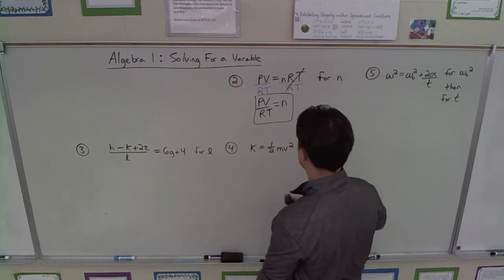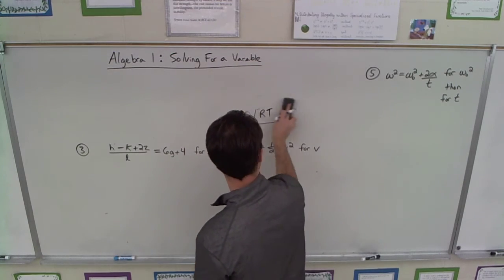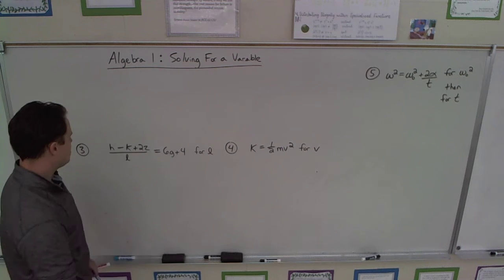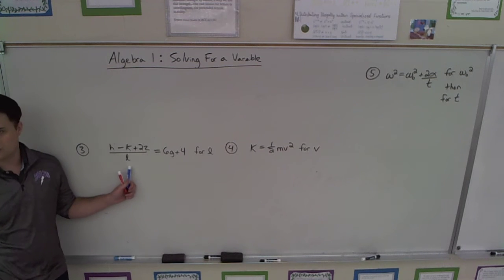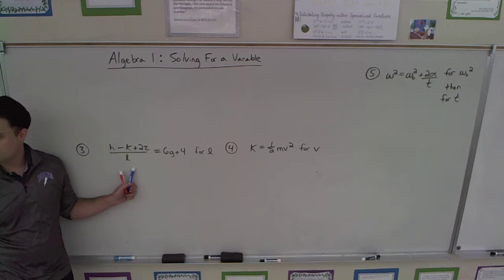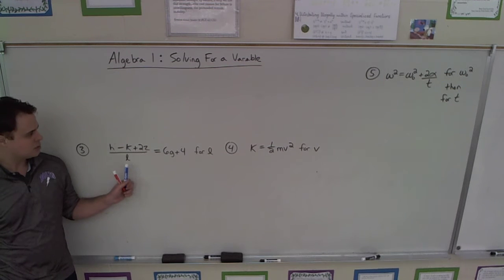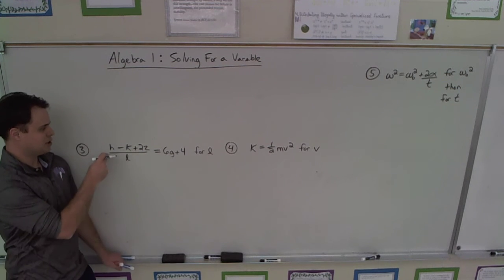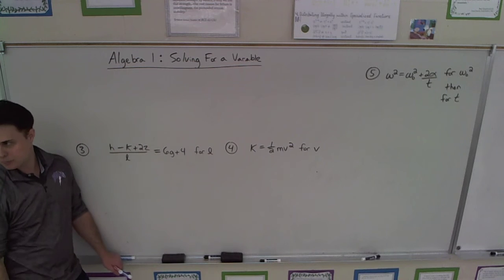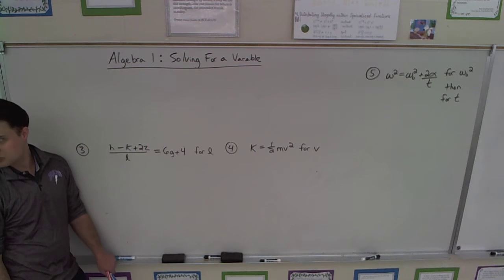Let's look at number 3 down here. I'm going to erase this one. So number 3, I don't think this one has a specific meaning. I just tried to simulate some of the problems you're going to be working with, so no actual meaning here. I made it up. So we've got an expression. It's got all kinds of variables, h, k, z, l, g, whatever. Key is they want us to solve for which one?